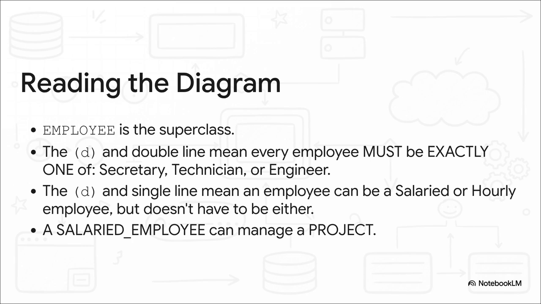Okay, now let's look at the other branch, on the right. Here we see a D again, but this time it's a single line. That means an employee can be salaried or hourly, but not both. But, and this is important, they don't have to be either one. And check this out. See how only the salaried employee has a relationship to manages a project? Subclasses can have their own unique relationships. It's amazing how much information is packed into just these few symbols.